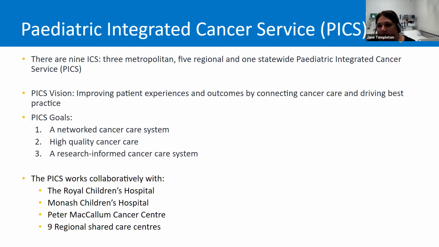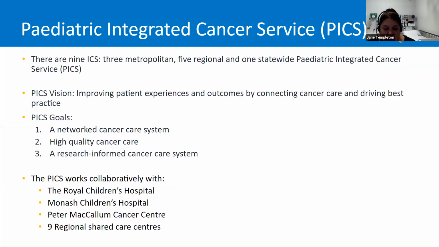Next slide, please. So let's start at the beginning with Paediatric Integrated Cancer Service, or PICS. This is a term and a logo that you might see around both hospitals. There are 9 integrated cancer services in Victoria across the state. There's 3 metropolitan ICS, there's 5 regional ICS, and back when they set up the ICS, they looked at paediatric oncology and they decided to have a statewide service for paediatrics. So that's where we get the Paediatric Integrated Cancer Service from.